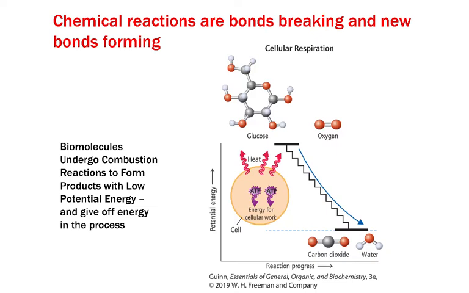So the caption says that biomolecules undergo combustion to form products with low potential energy and give off energy in the process. Right? So we have some reactants and reaction occurs and then we produce products, and it says that those products have lower potential energy than the reactants. So if there's lower energy now, but energy is conserved, right? It doesn't disappear. It goes into the surroundings, right? But the actual reaction system now has lower energy. And I want you to start thinking lower energy means more stable.